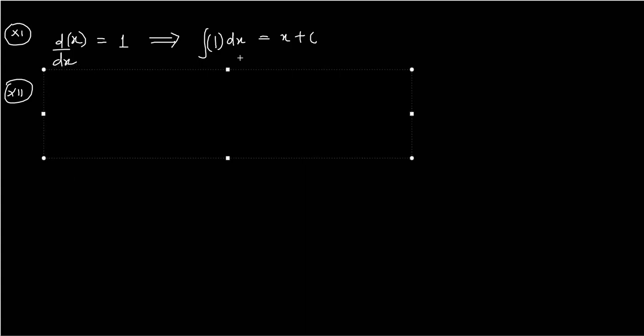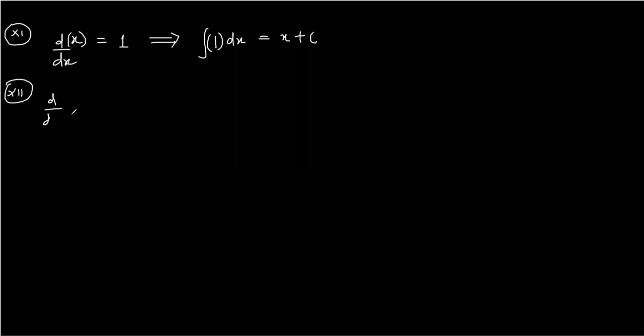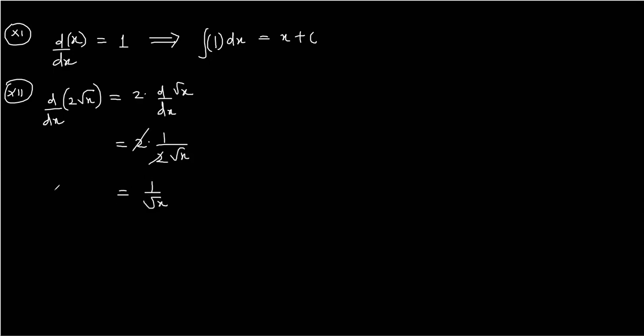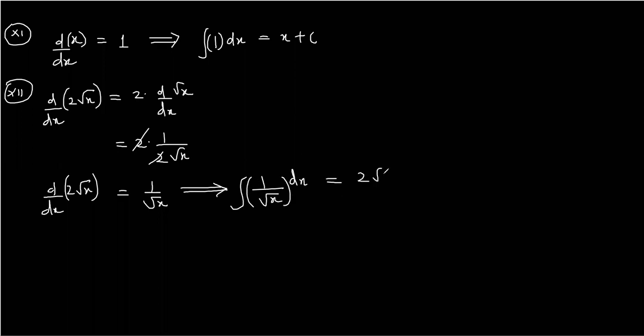I write here d by dx of 2 root x. Now you know derivative of 2 root x: this 2 will be constant, and d by dx of root x is 1 upon 2 root x. This 2 is gone, so you get 1 upon root x. So you are getting d by dx of 2 root x as 1 upon root x. So if d by dx of 2 root x is 1 upon root x, this implies integration of 1 upon root x dx is equal to 2 root x plus c.